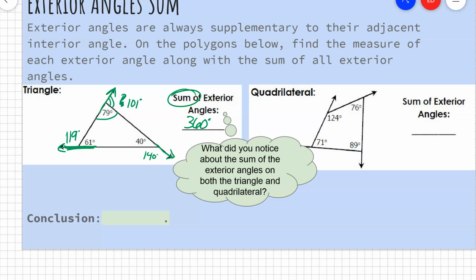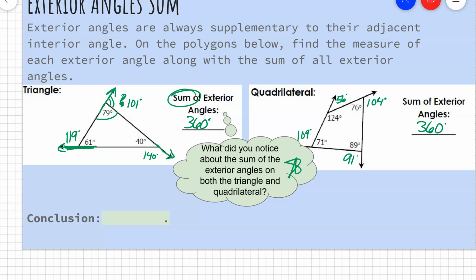So if I had 180 minus 124, that would be 56 degrees. 180 minus 76, that's 104 degrees. 180 minus 89, which is 91 degrees. 180 minus 71, which is 109. Let's add all of those together. And we're going to end up with 360 degrees as well.